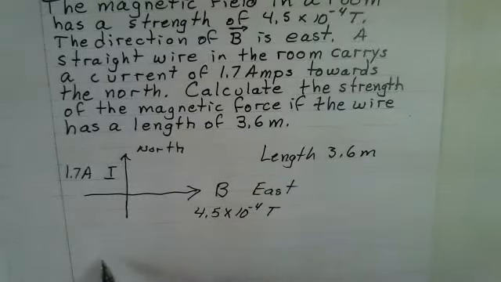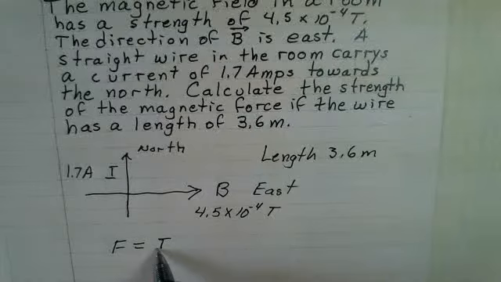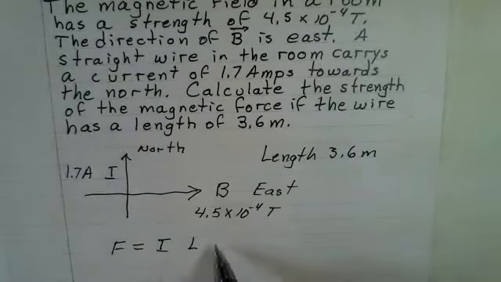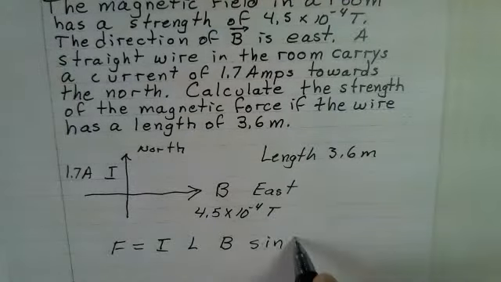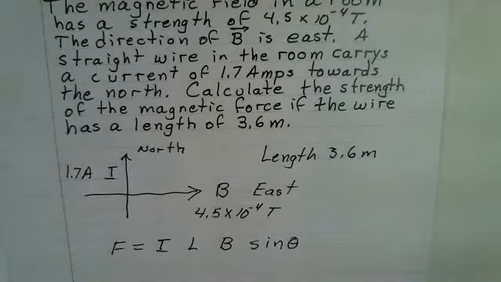Well, our calculation for that force is not difficult. We take the current times the length that's in the magnetic field times the strength of the magnetic field. This needs to be a constant for this formula, and we multiply by a factor, the sine of the angle between the current and the magnetic field.